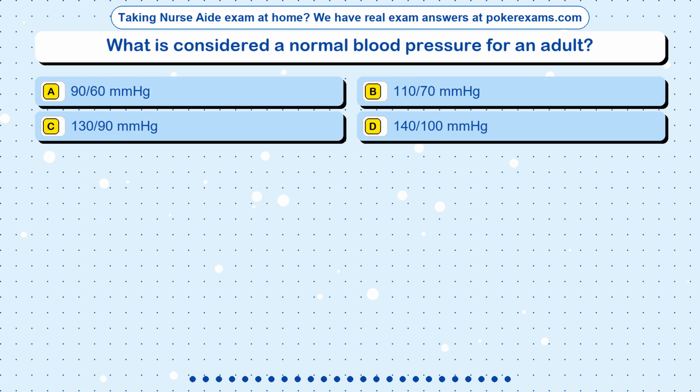Question 16. What is considered a normal blood pressure for an adult? Option A, 90/60 mmHg. Option B, 110/70 mmHg. Option C, 130/90 mmHg. Option D, 140/100 mmHg.